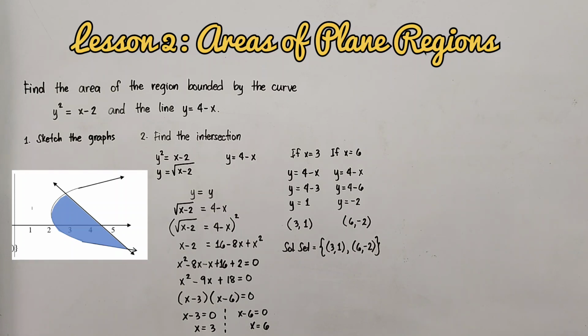To get the value of y, if x equals 3, I am using the second function. Take note, we can use any of those functions, but in my solution, I am using the second one. By using y equals 4 minus x and substituting x by 3, the value of y is 1, so the coordinate is (3, 1). And for x equals 6, using the same function, by substituting x by 6, the value of y is negative 2. So the second coordinate is (6, negative 2). Therefore, the solution set here is the set containing the following coordinates: (3, 1) and (6, negative 2).